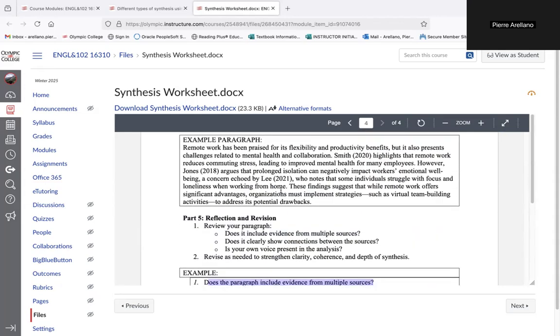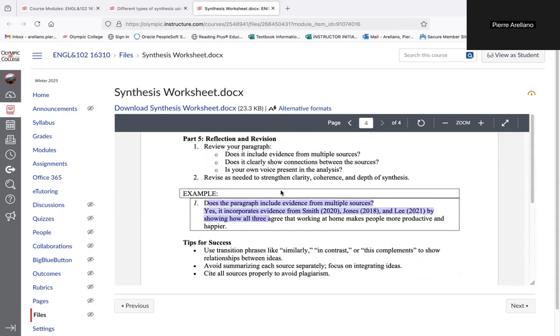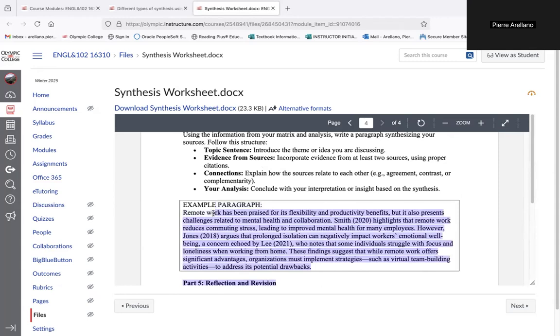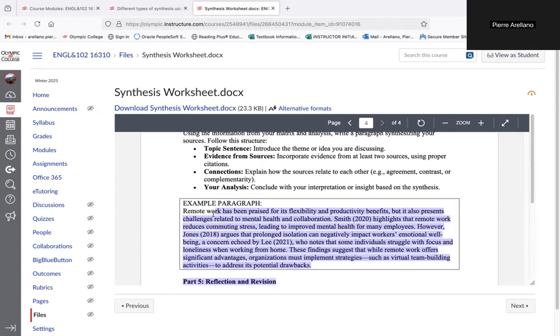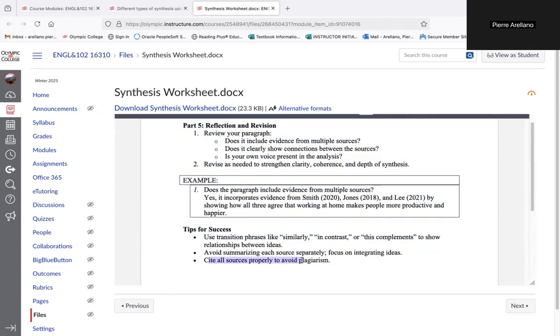This is a good start for how to synthesize some of your sources together to be ready for your project 3, right? These are just some tips here: use transitions like similarity and contrast or complements to show relations between ideas. Avoid summarizing each source separately. That's a key thing to keep in mind. A lot of early writers using synthesis usually end up just summarizing the source instead of actually integrating ideas. Take this example: it doesn't summarize the source, it just integrates the ideas from that source to support whatever point it's making. Cite all sources properly, of course, to avoid plagiarism.